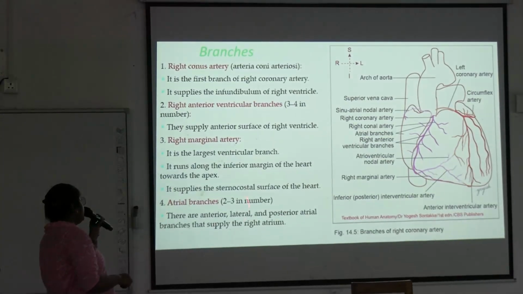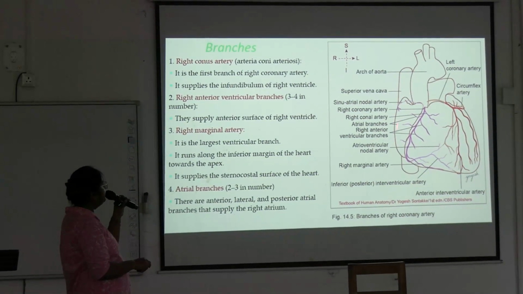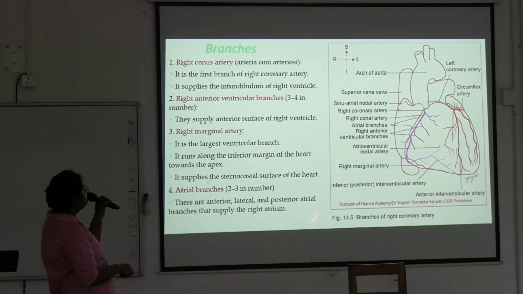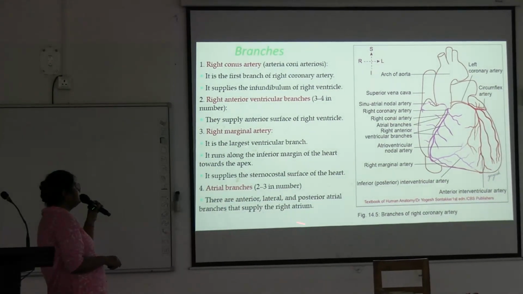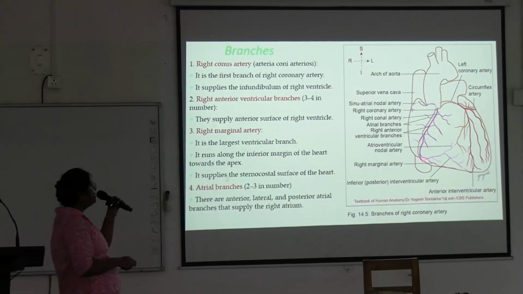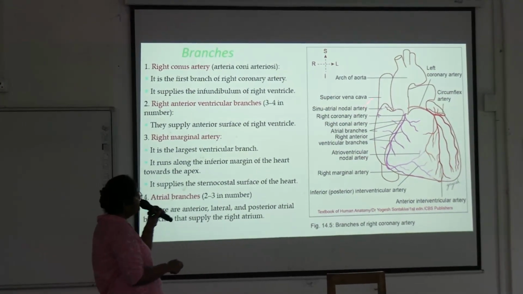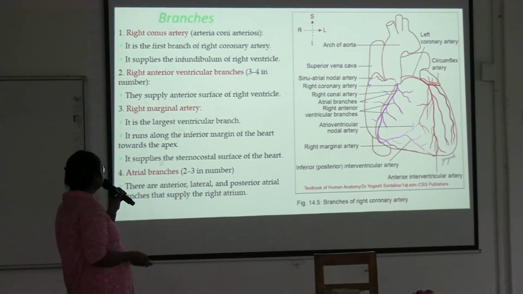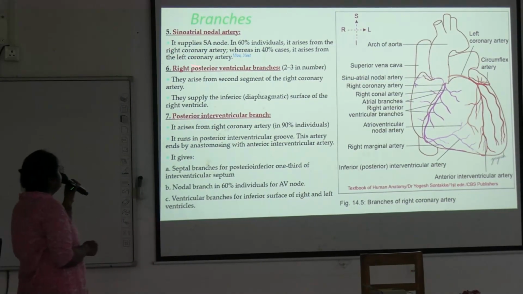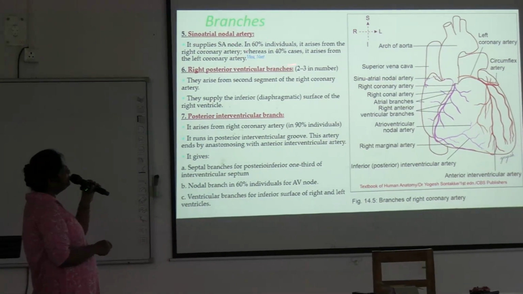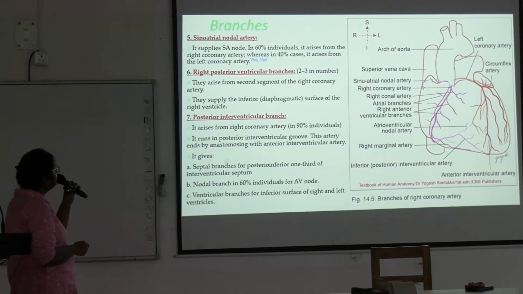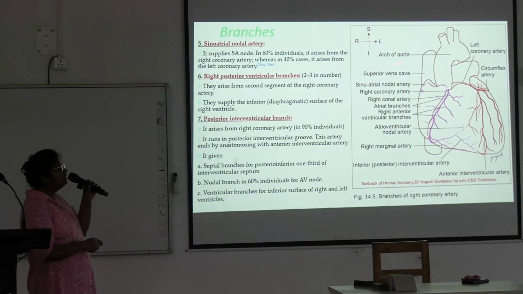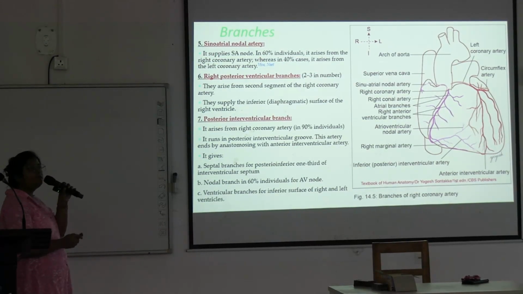Okay. Next are the atrial branches. These are the atrial branches. There are anterior, lateral and posterior atrial branches, and they supply the right atrium. All parts of the right atrium are supplied by these right coronary atrial branches. Next is the sinoatrial nodal artery. It supplies the SA node; in 60% of individuals it arises from the right coronary and in 40% from the left coronary.